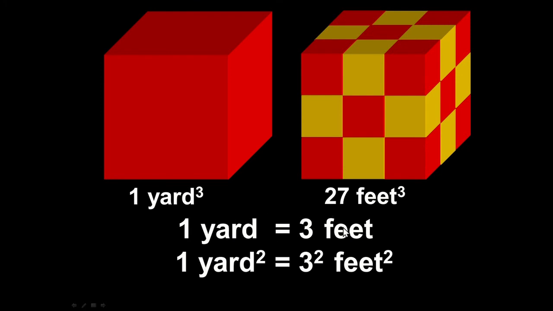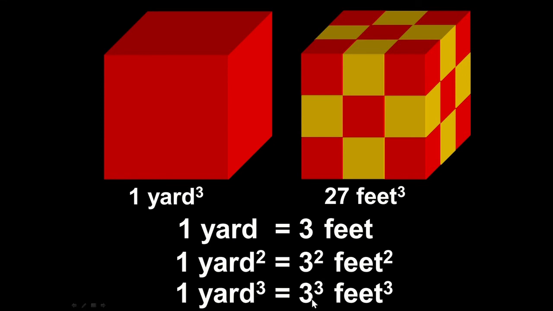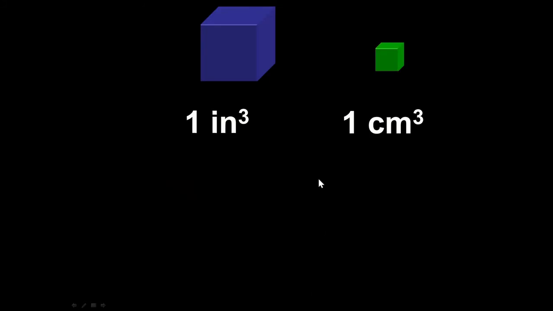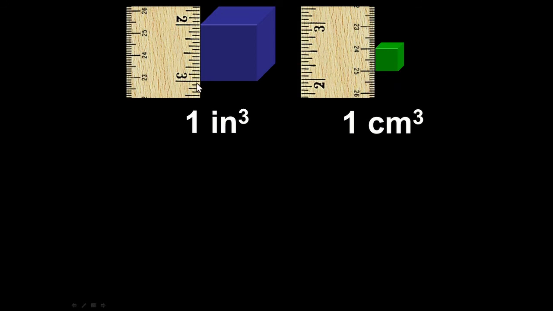So if 1 yard equals 3 feet, 1 square yard equals 3 squared square feet, or 1 cubic yard equals 3 cubed cubic feet. If we cube the unit, we also have to cube the conversion. So now this is an imperial unit, this is a metric unit, and we're trying to figure out how many of these little guys will fit into that big guy. So this is 1 inch by 1 inch by 1 inch. This is 1 centimeter by 1 centimeter by 1 centimeter.